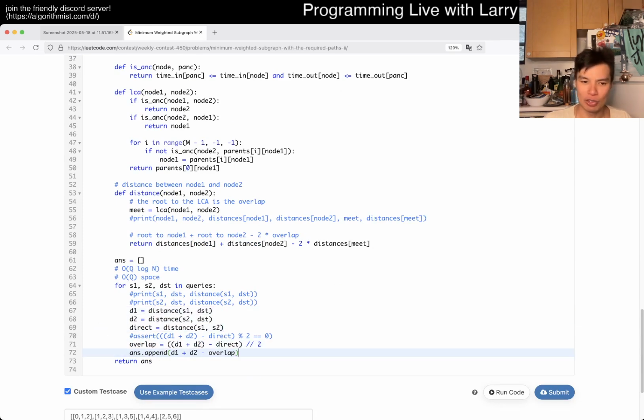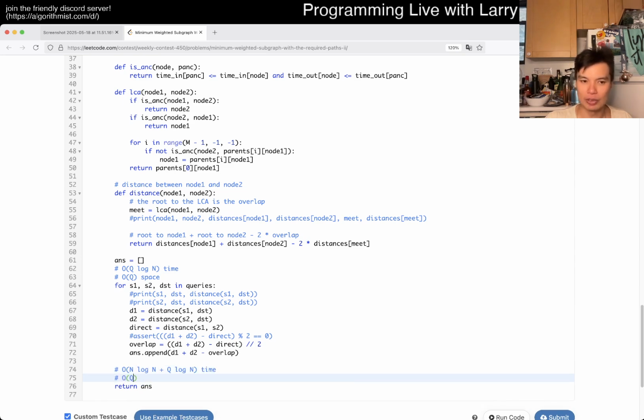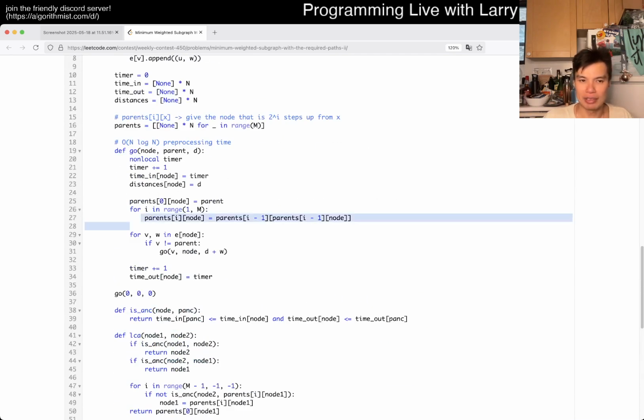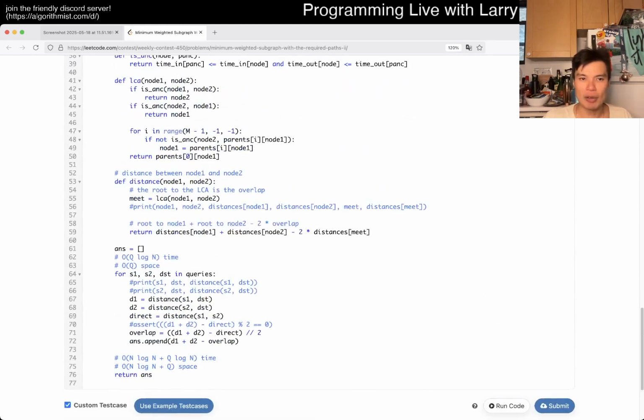So the total complexity is going to be O of n log n plus q log n time, and then O of n plus q space. N log n space, I forgot, sorry. It's a sparse table, essentially, with this parents thing, with binary lifting. And that's it. That's all I have with this one. Let me know what you think.